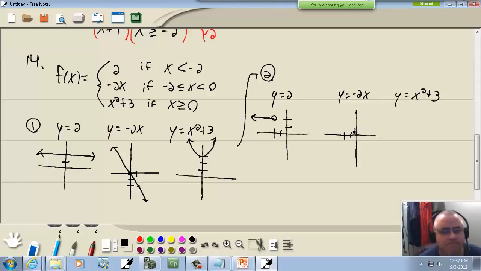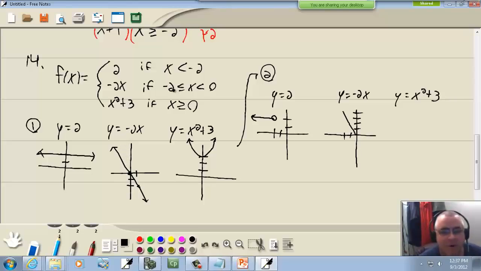And I didn't draw that real good, but what I'm doing is at negative 2, if I put negative 2 in here, negative 2 times negative 2 is 4. So I know this is a point. And if I put 0 in, that'll give me 0. So it's going to look like that right there. So I should have been a little bit more of an angle here.